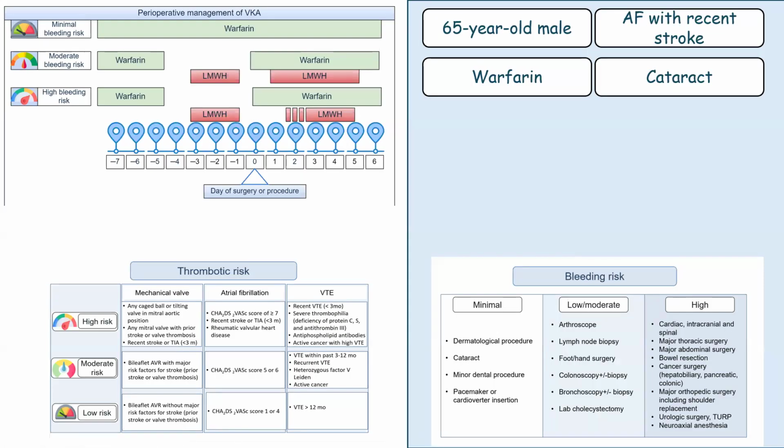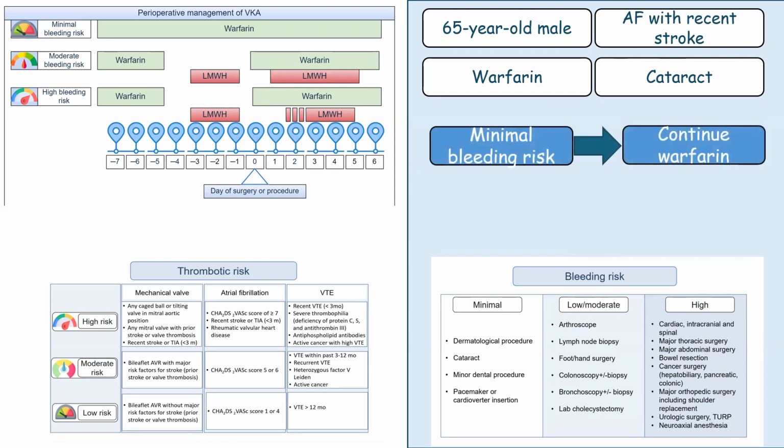Let's take some examples to illustrate how we can adopt this guideline in our decisions. We start with a 65-year-old male patient who has atrial fibrillation with a recent stroke. The patient is on warfarin and is undergoing cataract surgery. First of all, we assess the risk of bleeding. Cataract surgery is a minimal bleeding risk, and according to this guide, with minimal bleeding risk we don't need to interrupt the warfarin. So we will continue the warfarin without interruption. This is the first case.